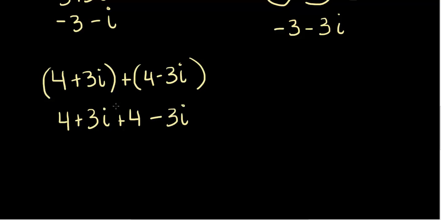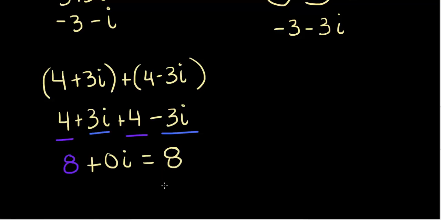We combine the real parts. The real parts are 4 and 4. So 4 plus 4 is 8. And we combine the imaginary parts. The imaginary are 3i minus 3i. Well, 3i minus 3i is going to be 0i, which we really don't have to write. So the actual answer is just 8.